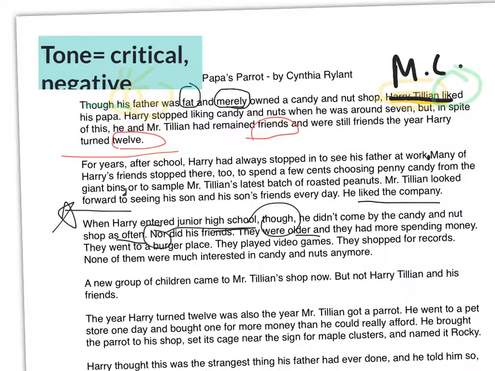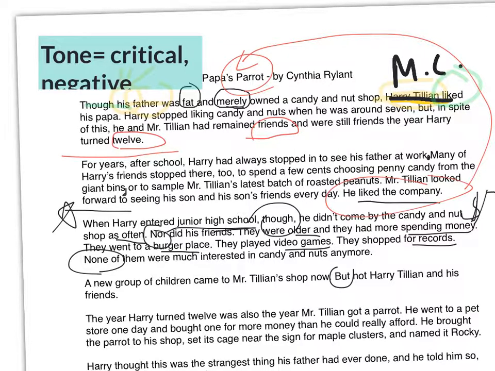They were older, and they had more spending money. So more money to buy things other than just candy and nuts. They went to a burger place. They played video games. They shopped for records. None of them were much interested in candy and nuts anymore. A new group of children came to Mr. Tillman's shop now, but not Harry Tillman and his friends.